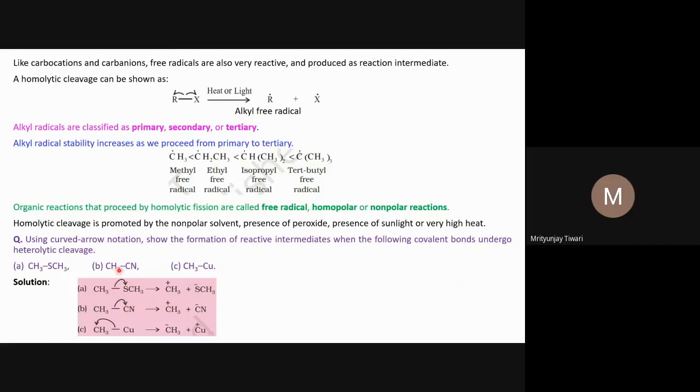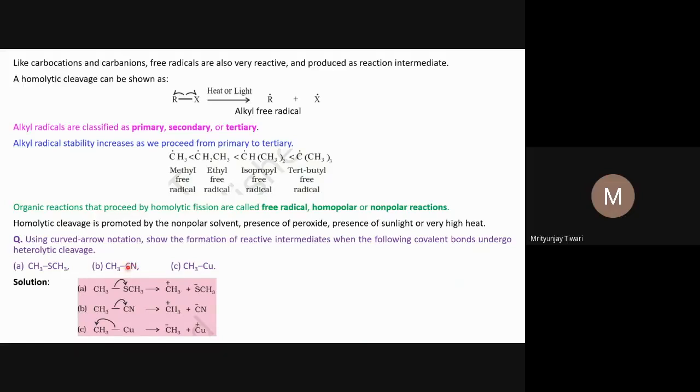Now the next question, CH3CN. Here what are the bonded species? Carbon and this carbon, so both are carbon. But what do we see here? This carbon is bonded with this nitrogen through a triple covalent bond, and this association is very strong. So this CN bond is not going to be broken, because breaking a triple bond is very difficult, as you know.